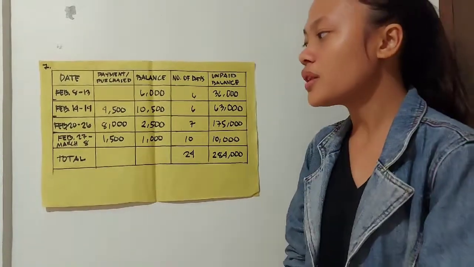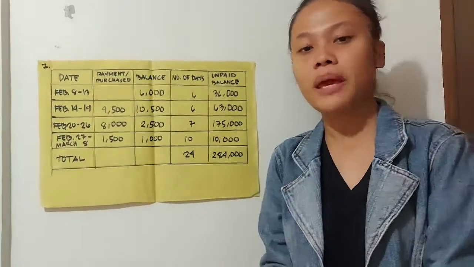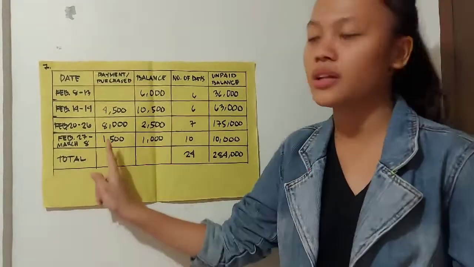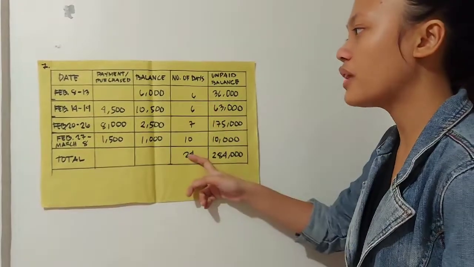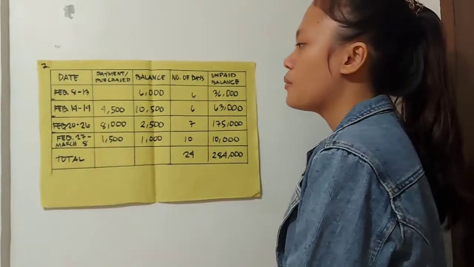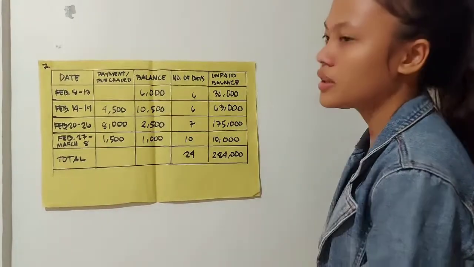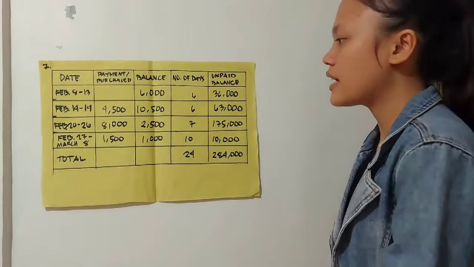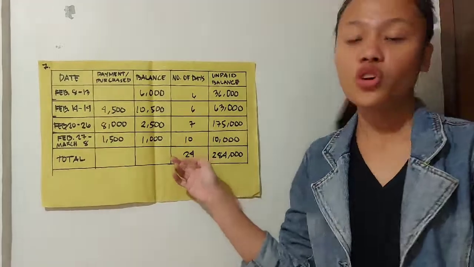While on February 27 to March 8, he made another payment amounting to 1,500. So we need to subtract 1,500 from the 2,500 balance, which is equal to 1,000. So here we have the number of days, which is the gap of the dates. February 8 to 13, we have a gap of 6 days. February 14 to 19, we have a gap of 6 days. February 20 to 26, we have a gap of 7 days. While February 27 to March 8, we have a gap of 10 days, and 29 in total.